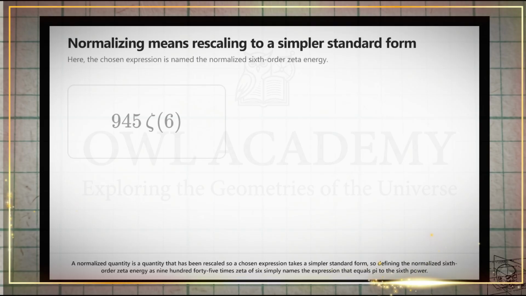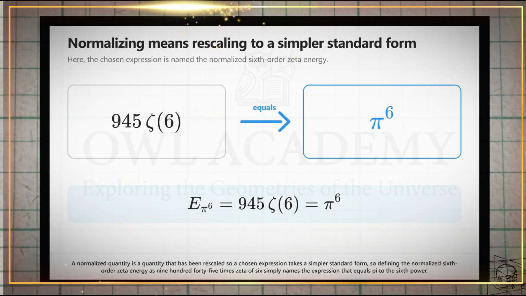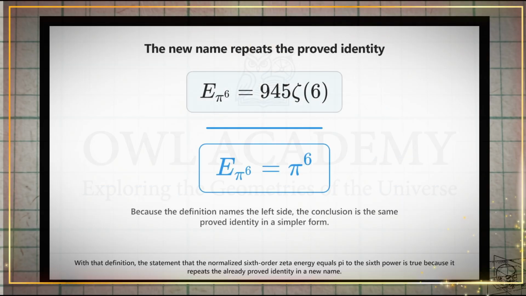A normalized quantity is a quantity that has been rescaled so a chosen expression takes a simpler standard form, so defining the normalized sixth-order zeta energy as 945 times zeta of 6 simply names the expression that equals pi to the sixth power. With that definition, the statement that the normalized sixth-order zeta energy equals pi to the sixth power is true because it repeats the already proved identity in a new name.